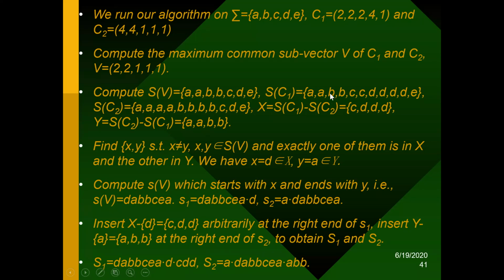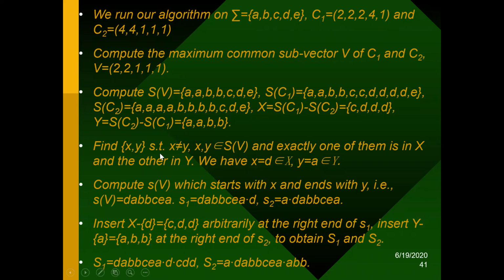Similarly I compute SC1 and SC2, the sets of letters corresponding to C1 and C2 respectively. X is the difference SC1 minus SC2, which is C, D, D, D, and Y is SC2 minus SC1, which is A, A, B. The important thing here is that the elements in X and Y could give us one additional adjacency. For the next two steps, we need to find x and y.